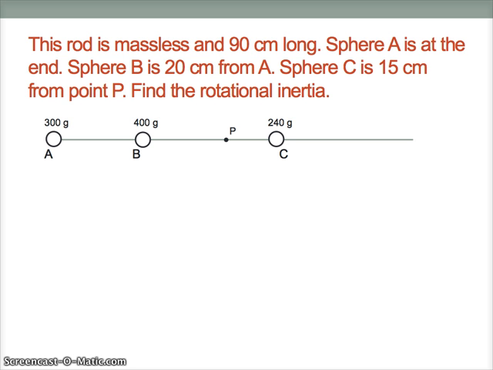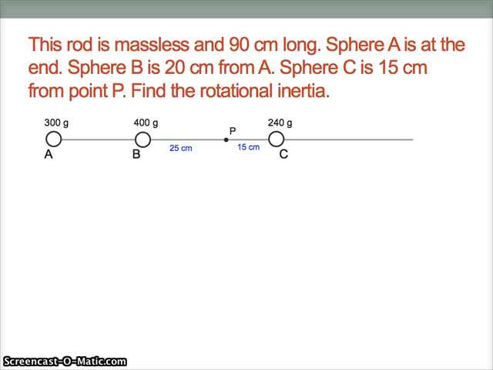So taking a look at the information, the r value for C is probably the easiest to determine. It's given directly to us as a measurement from P. When we look at this, the length of the rod is 90 centimeters, so half of that would be 45. And so we should be able to determine that the distance from B to the pivot is 45 minus 20, or 25 centimeters.